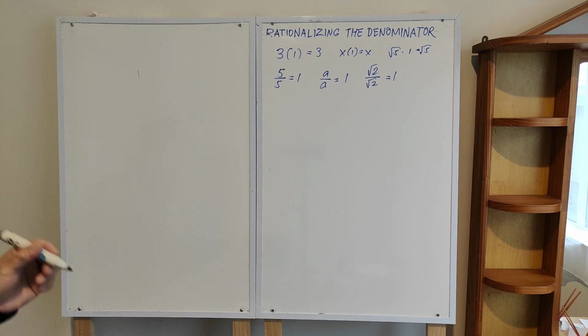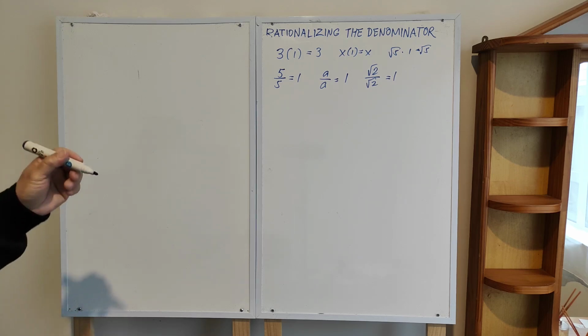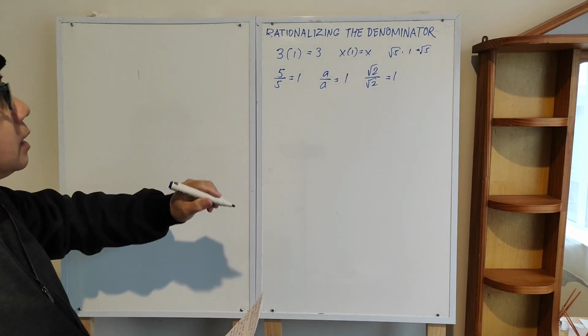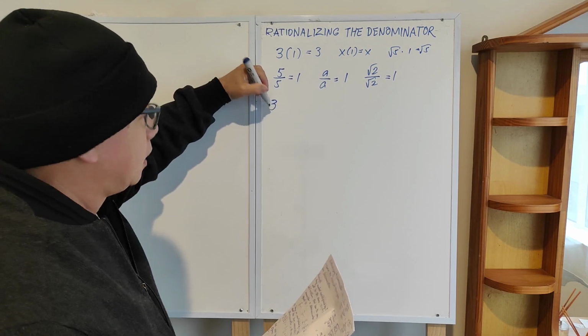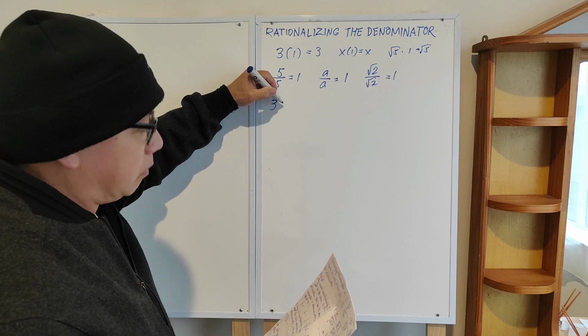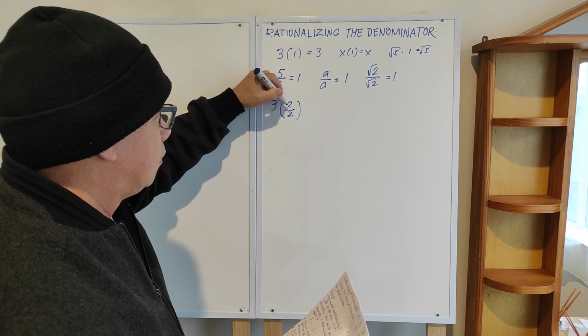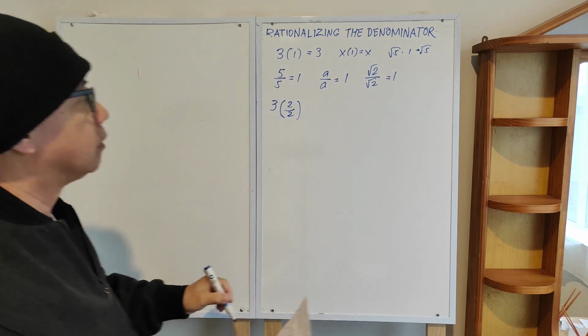Principle number 3: any number multiplied by a fraction that has the same numerator and denominator stays the same. For example, 3 multiplied by 2 over 2, which is a fraction that has the same numerator and denominator.